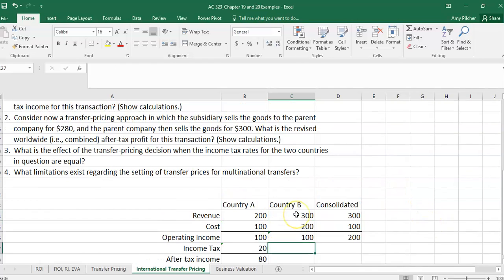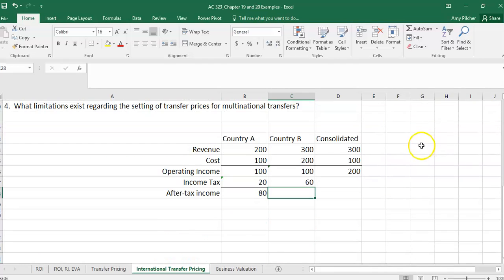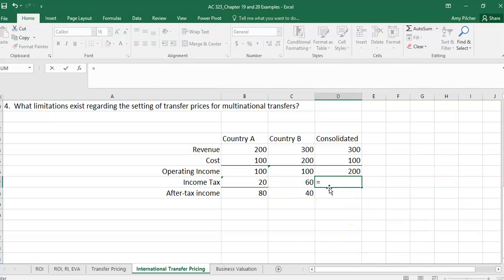The income tax in country B is 60%. So we have an after-tax income for country B of $40. Our entire income tax effect is $80. So we have after-tax income of $120 on this transfer price effect.